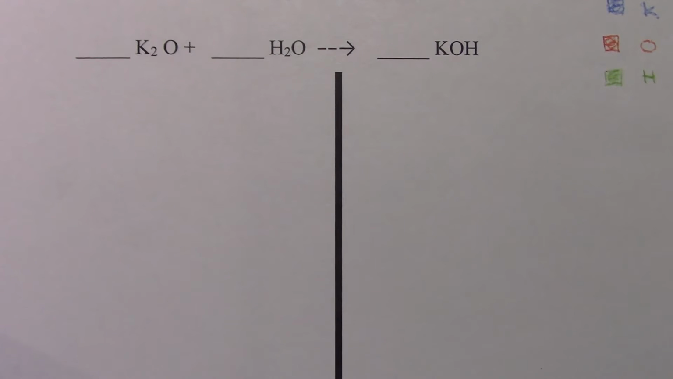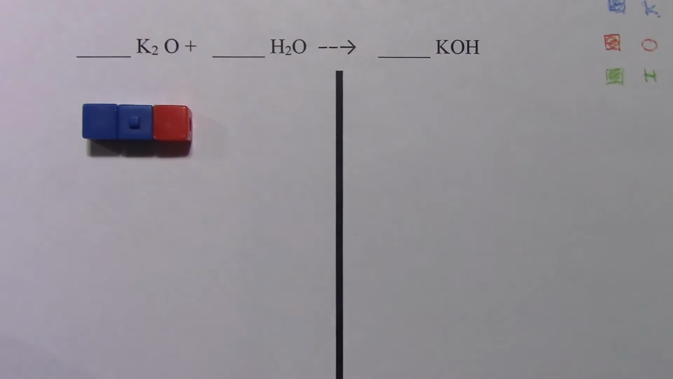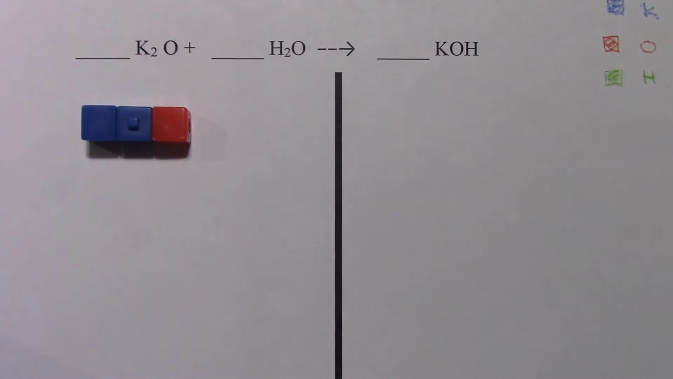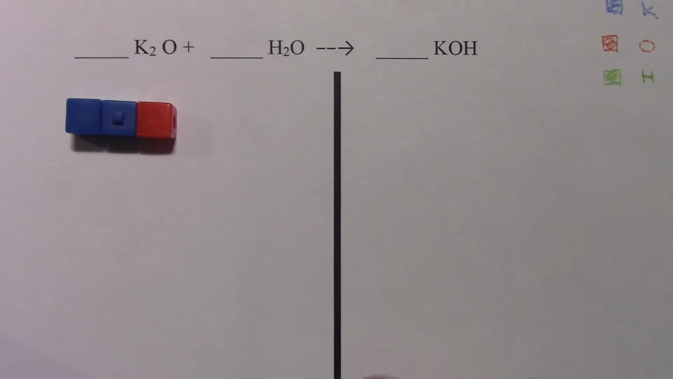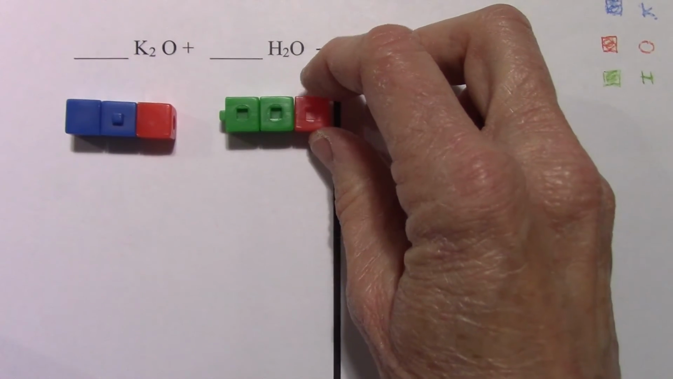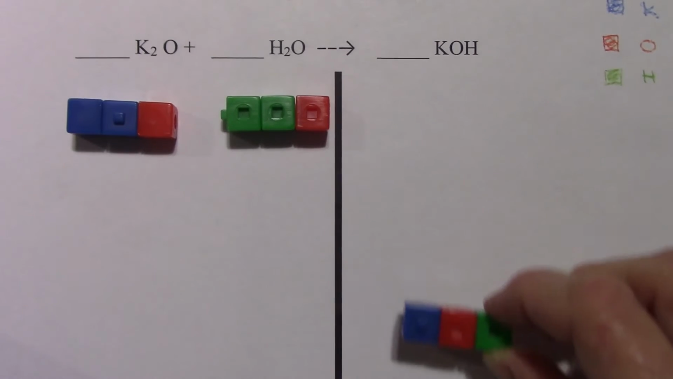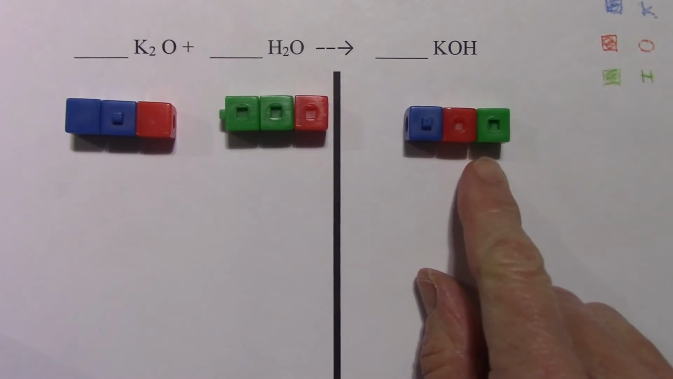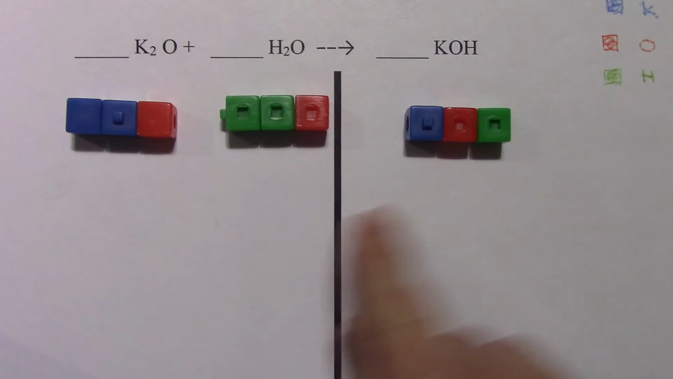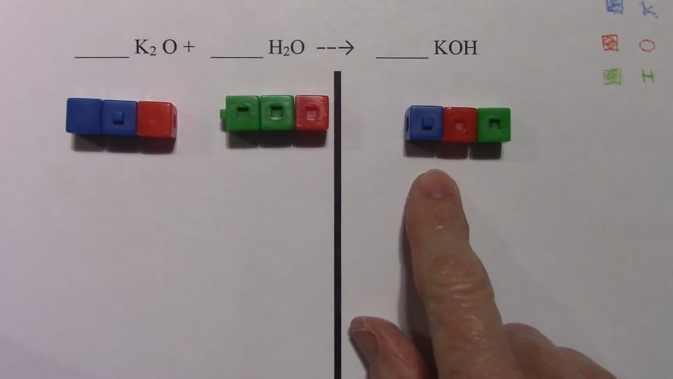Okay, so when I go to build this, for my potassium oxide, I have two atoms of potassium and one atom of oxygen together. Now for the next molecule, I have two atoms of hydrogen and one atom of oxygen together to make a molecule. And that's going to yield potassium hydroxide, which is one atom of potassium, one atom of oxygen, and one atom of hydrogen. So we see that it's not balanced because I have two potassium on the left and I only have one on the right.